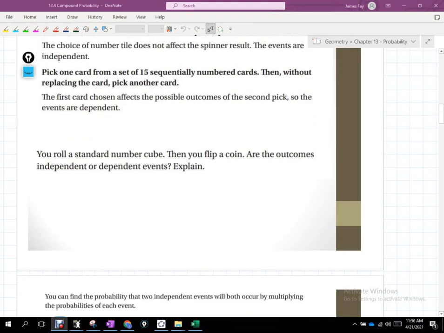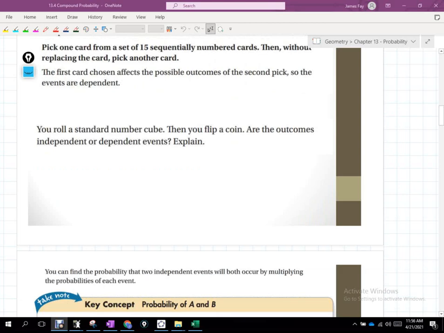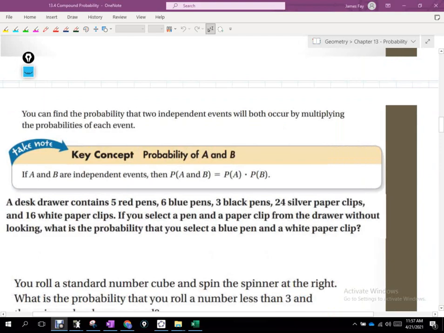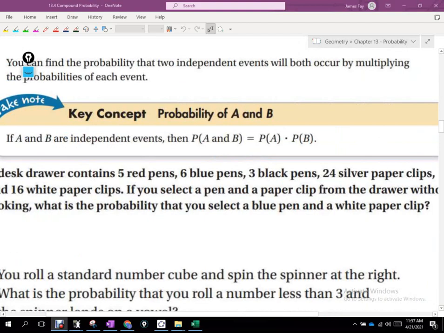So if you roll a standard number cube, then you flip a coin, are the outcomes independent or dependent? Independent. My outcome on the number cube or the dice has no bearing on heads or tails on that coin. So you can find the probability that two independent events will occur by multiplying the probabilities of each event. I'll zoom in on this key concept here. It says if A and B are independent events, then the probability of A and B occurring is the probability of A times the probability of B.